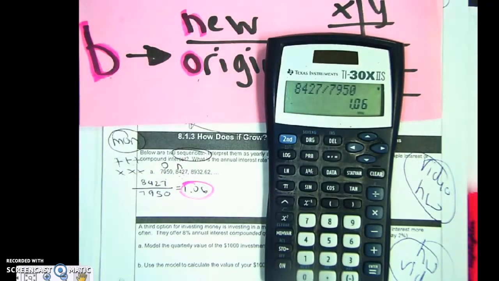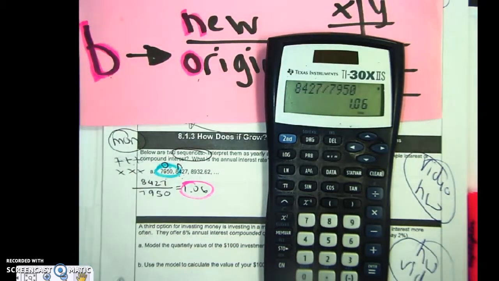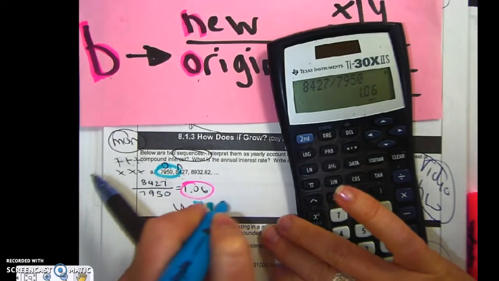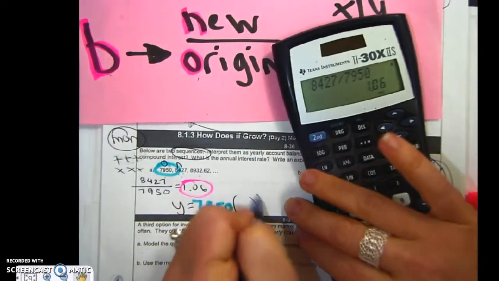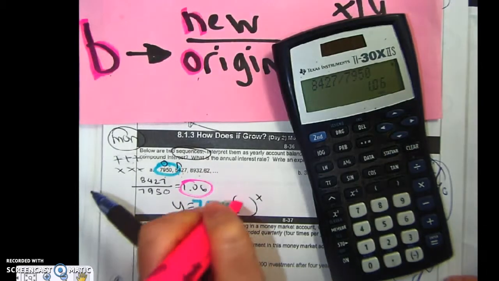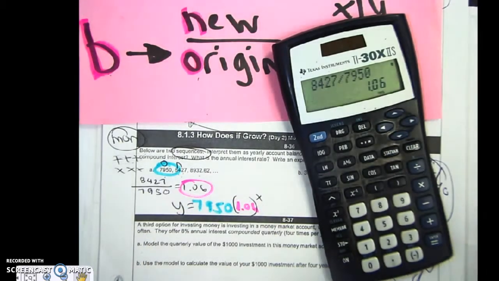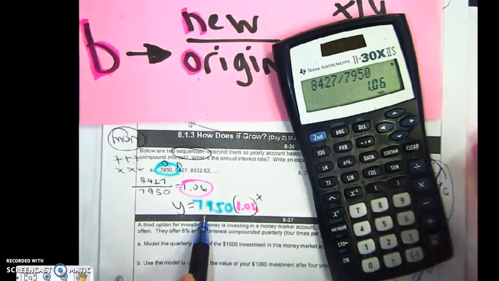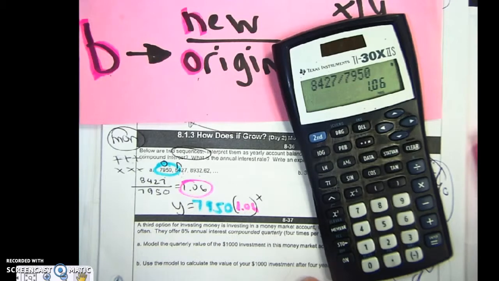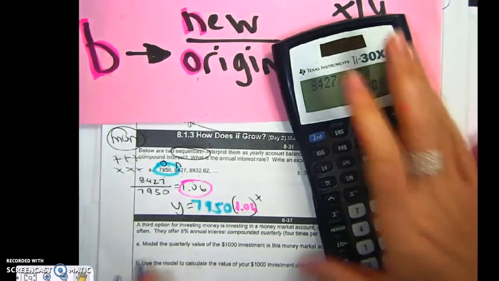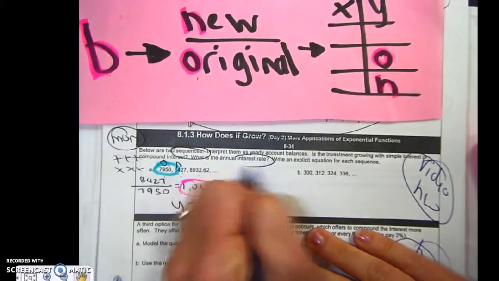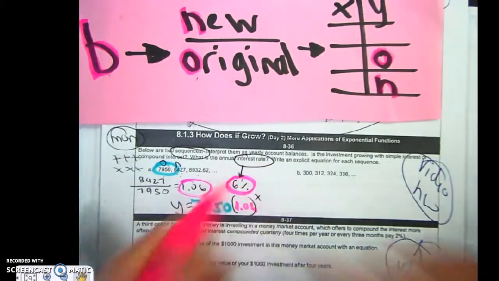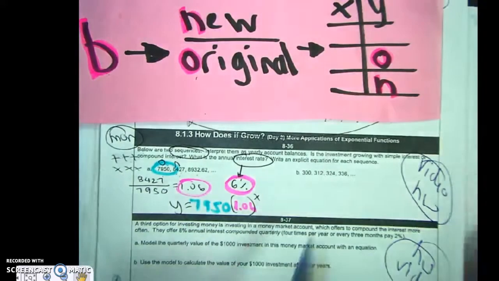Okay. And we'll make this the start. So now y equals 7950 times 1.06 to the x. This one is geometric. This one is exponential. This one has a pattern of multiply by 1.06, okay? And if you look, the interest is 6%. 6%, okay?